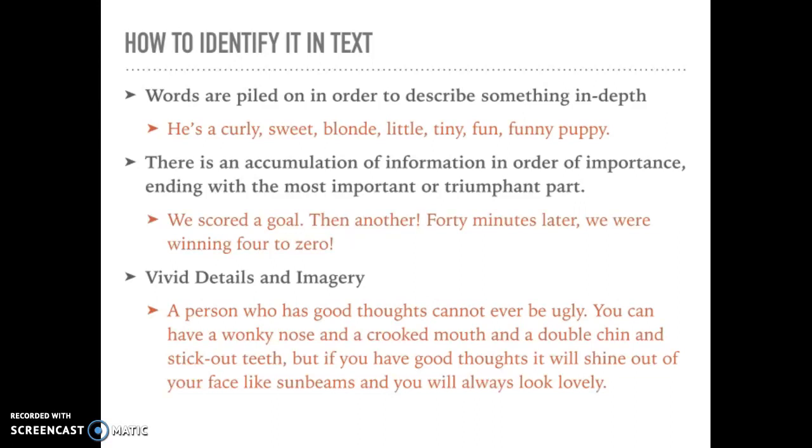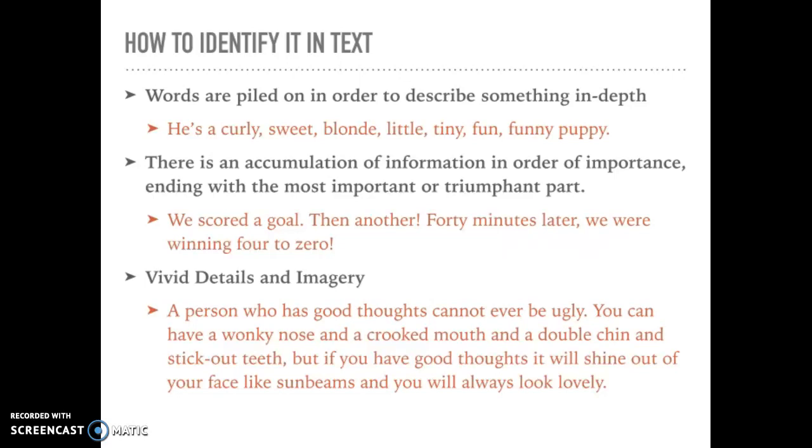For example, we scored a goal, then another. 45 minutes later, we were winning 4-0. At the end, the author reveals the importance of scoring that goal in the overall game because it allowed them to win 4-0. And so this exaggerates the importance of the scoring goal.